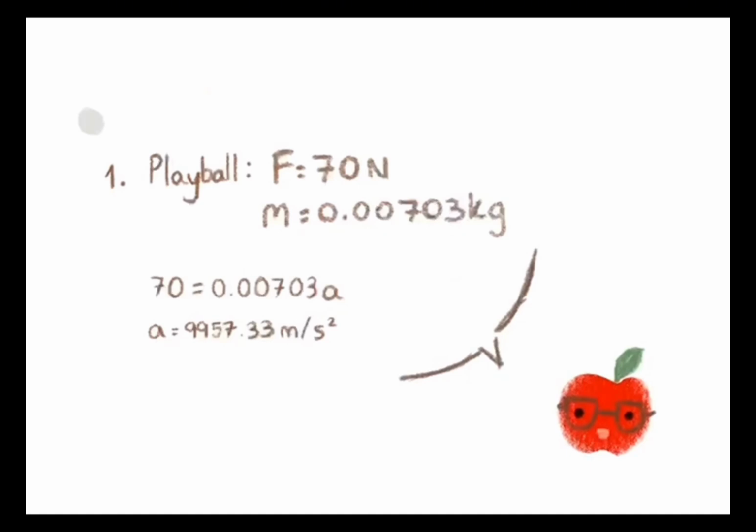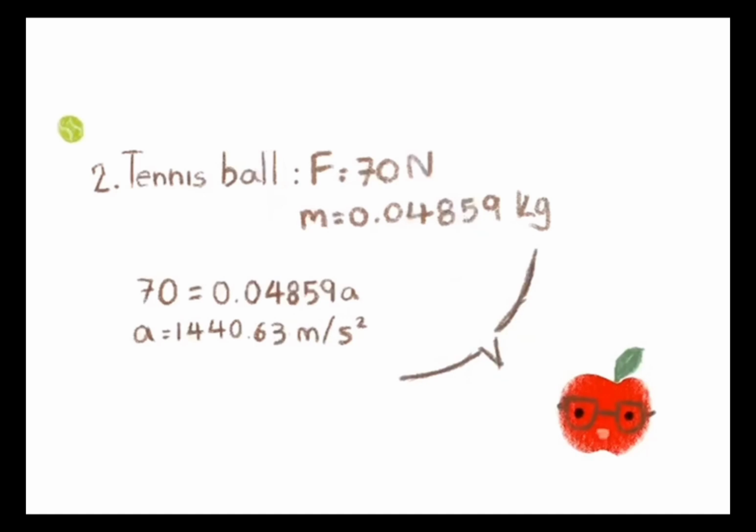Moving to the tennis ball, the mass of the tennis ball is 0.04859 kilograms. We then calculate the acceleration of the tennis ball, which is equal to 1,440.63 meters per second squared.